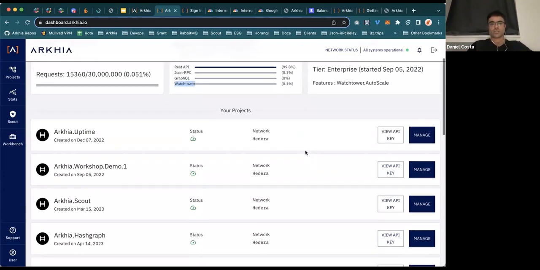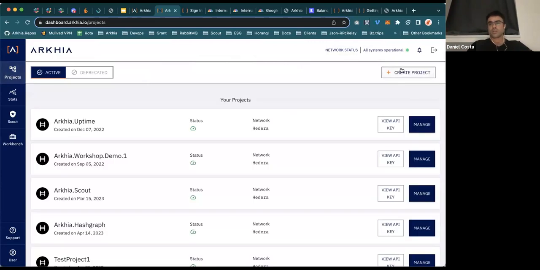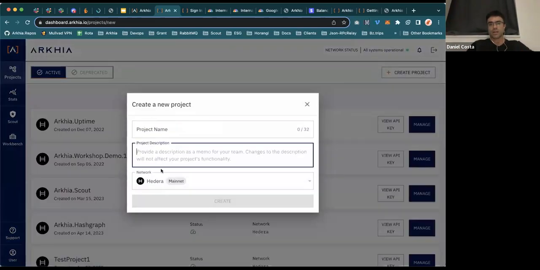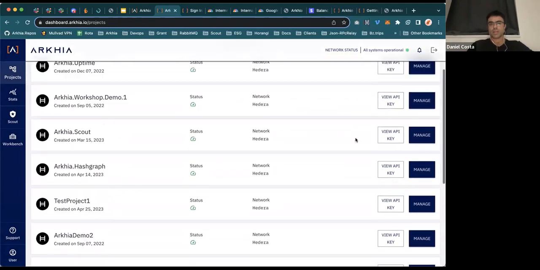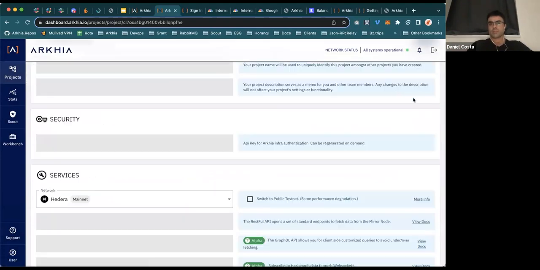And this is just account features. When you create a project, all you need to do is create a project, and then choose the network we focus on. If I did create it, it will appear here, but since I already have a few, I don't really need it. So I'm just going to go here and manage.